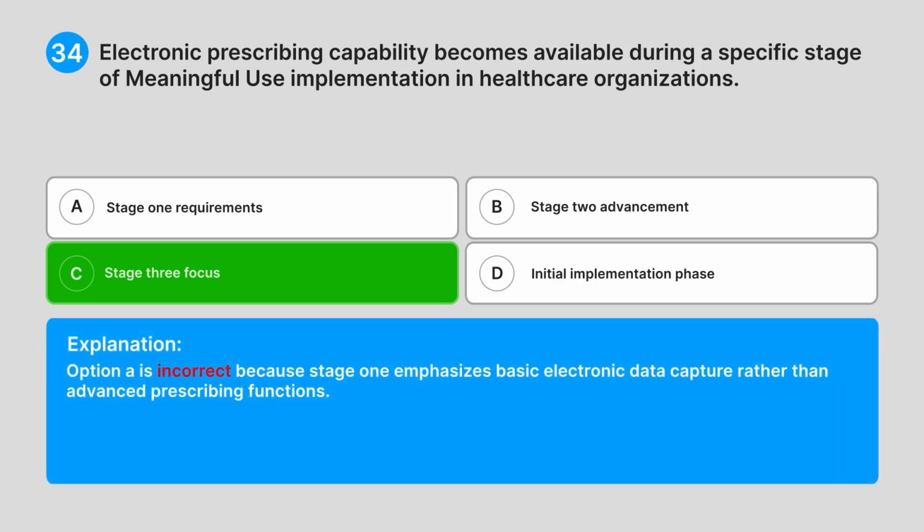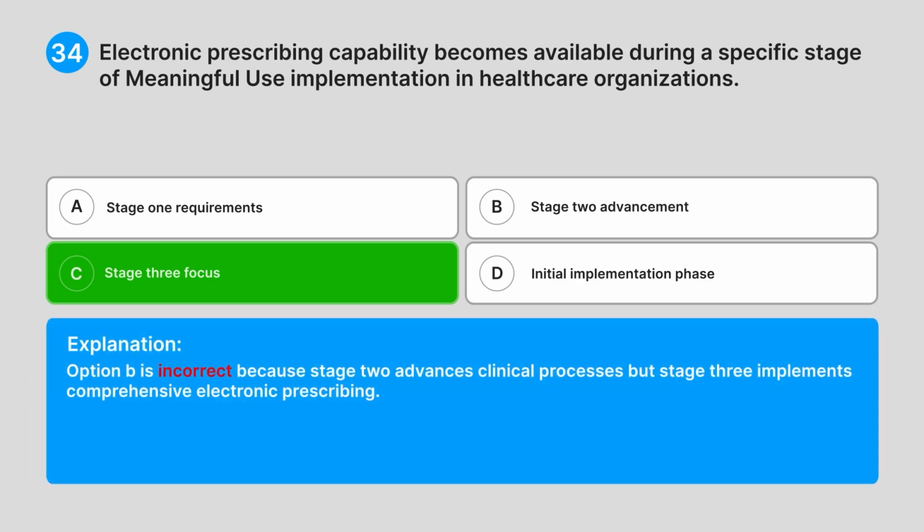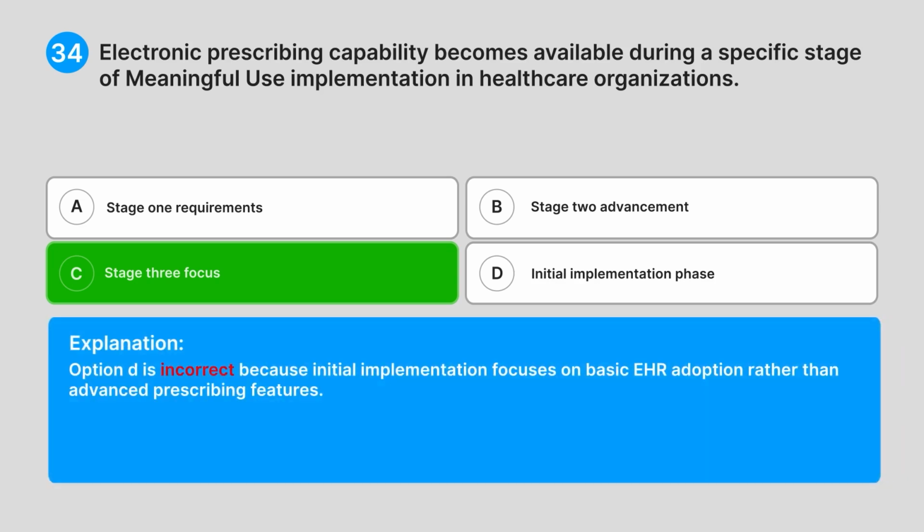Option A is incorrect because Stage 1 emphasizes basic electronic data capture rather than advanced prescribing functions. Option B is incorrect because Stage 2 advances clinical processes, but Stage 3 implements comprehensive electronic prescribing. Option D is incorrect because initial implementation focuses on basic EHR adoption rather than advanced prescribing features.